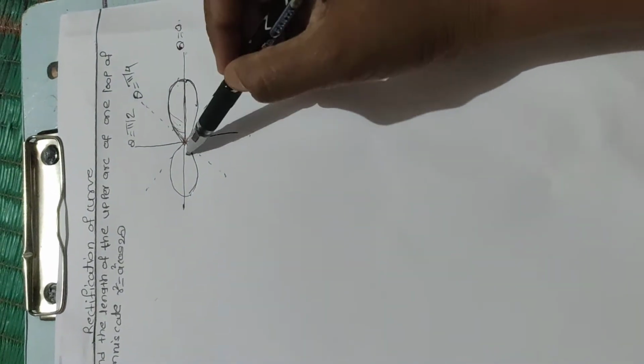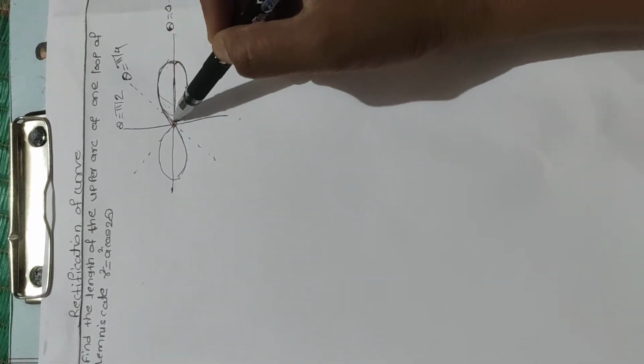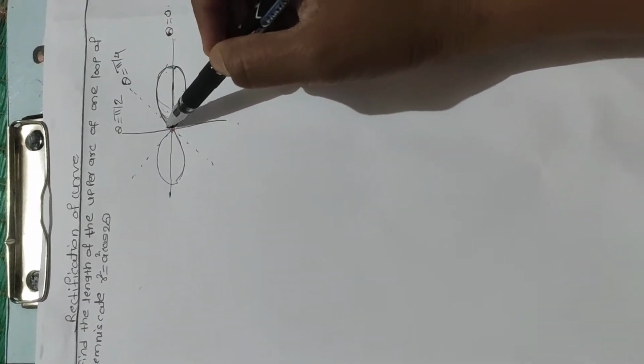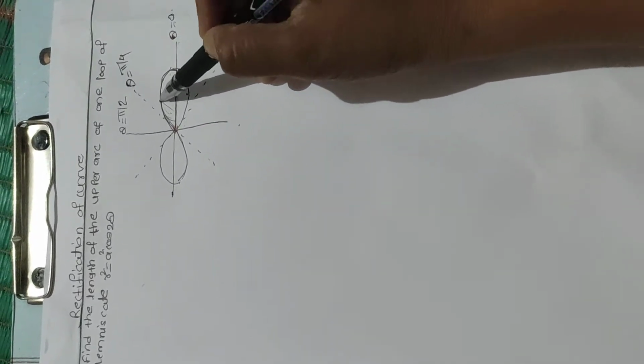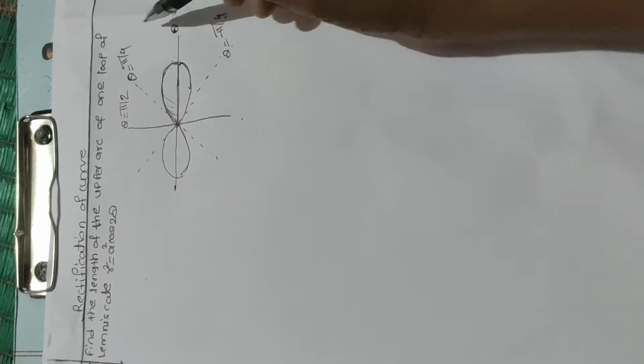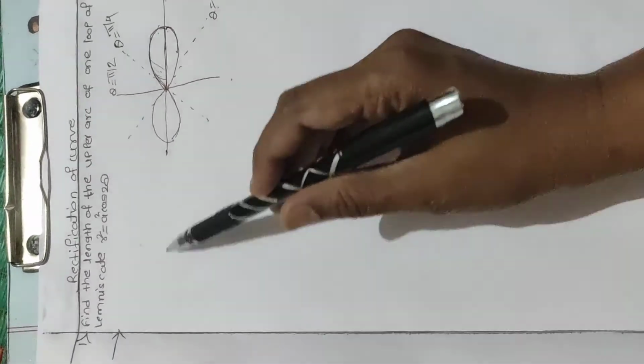See here, upper arc of one loop. So this is the one loop, and we have to find the length of this upper arc. First we have to find the limit points of theta for this upper arc loop. So the limits are theta equal to 0 to pi by 4. But first we have to decide which formula to apply for this curve.